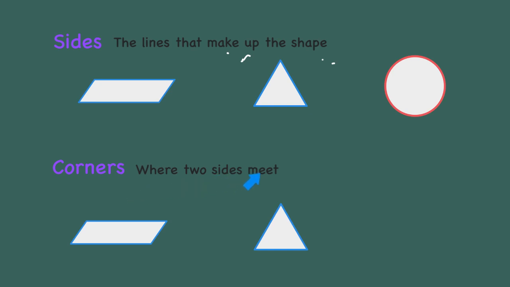Corners, where two sides meet. One side and two sides, so this would be one corner. One side, two sides, another corner, and one side, two sides, another corner. So this shape has 4 corners. And in this one, there's one line, 2 lines, so that makes one corner, and then one line, 2 lines makes another corner, and 1 line, 2 lines makes a third corner. So this shape has 3 corners.